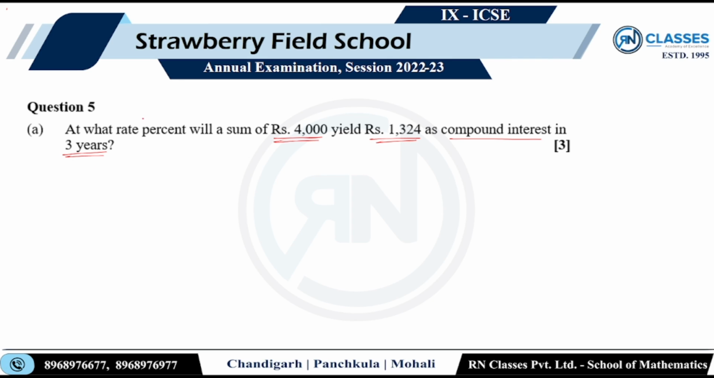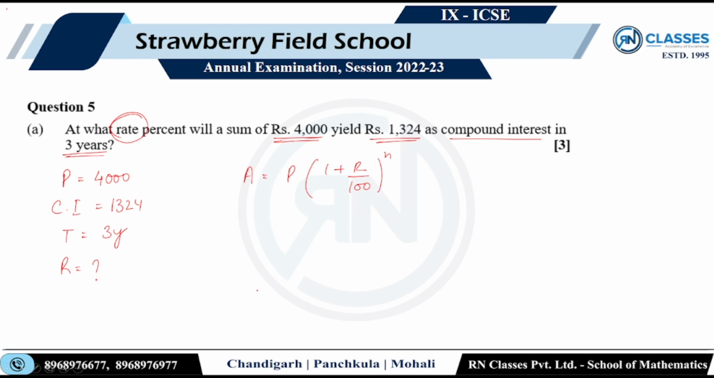Okay, मेरे को रेट निकालना है. मेरे को दिया क्या क्या हुआ है, सबसे पहले तो वही देखेंगे. Principal is given as 4000. Compound interest is given as 1324. Time is given as 3 years and I need to find rate. Right? Now, यार फॉर्मूला किसका पता है मेरे को? Amount is equal to principal into 1 plus r by 100 raised to the power n.